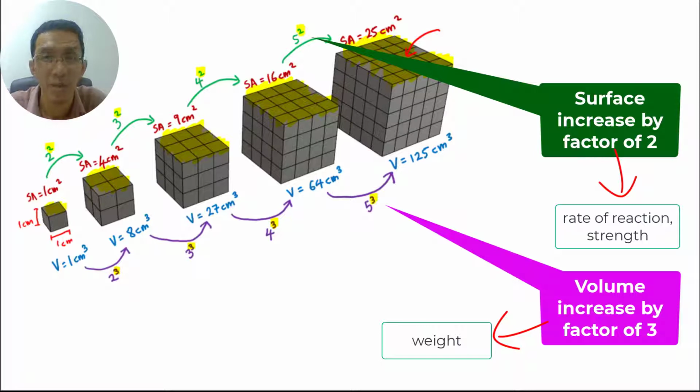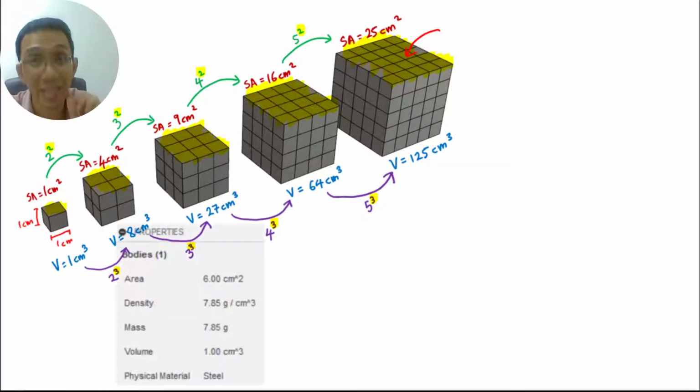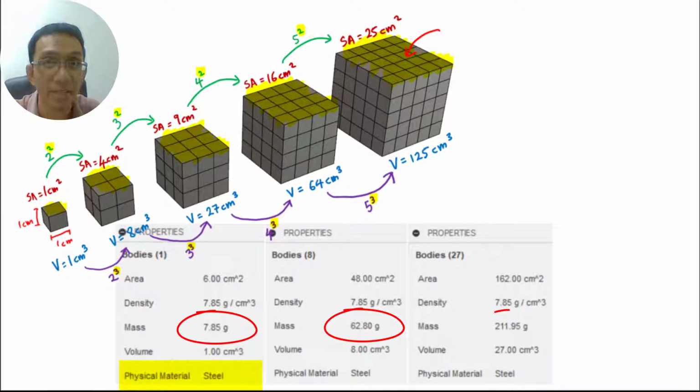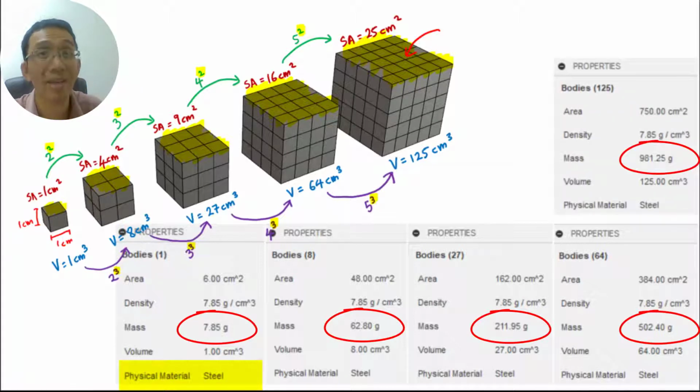From the relationship that we just learned, if we double the cross-sectional area of this toothpick, it will become twice as strong but 3 times heavier. Even this cube here, if you model it with steel, the small cube will weigh about 8 grams. But double its size, suddenly it becomes 63 grams. Triple its size, it becomes 200 grams. Quadruple it, it weighs around 500 grams. Going one step further, it will be almost 1 kilogram.